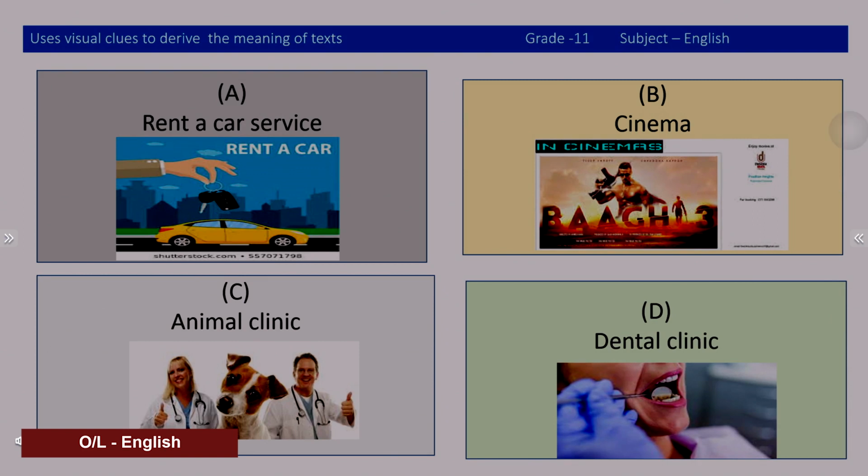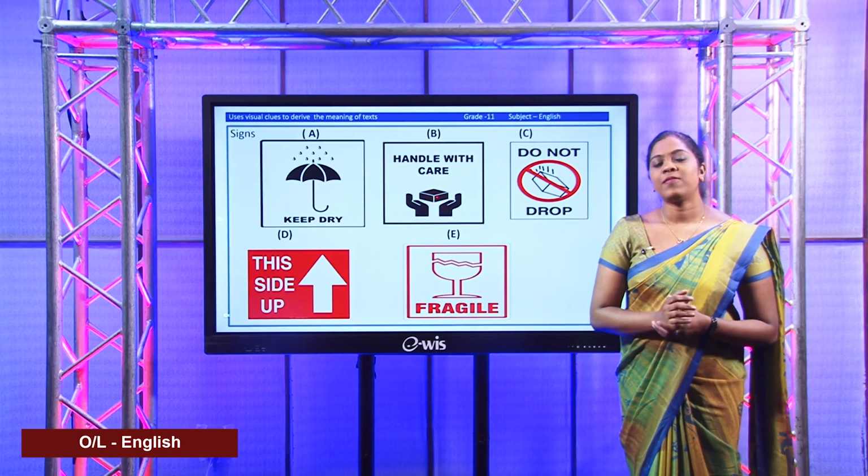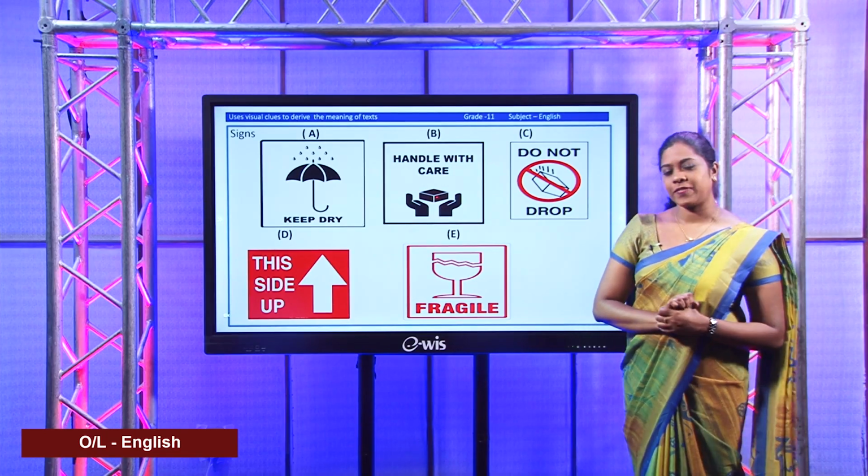Hope you are done. Right. You want to get your tooth filled, you go to a dental clinic. You want to watch a film, you go to a cinema. You want to rent a car for a month, you go to a place where it says rent a car. You want to give vaccination for your pet dog, so you go to an animal clinic. Right. Let's start another activity.